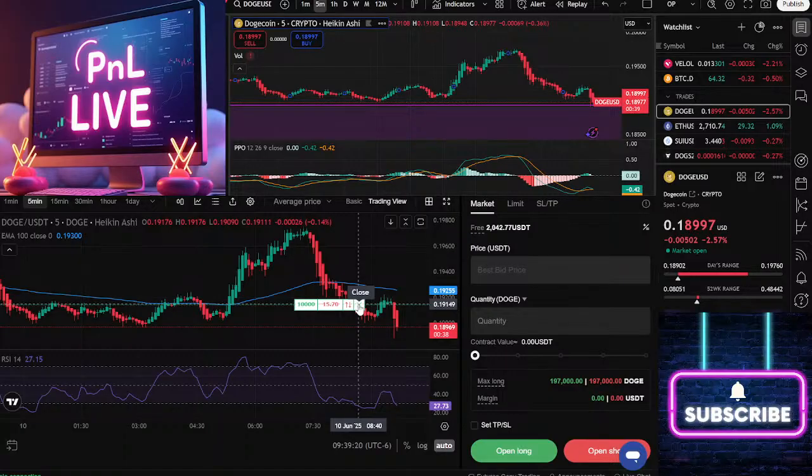So looks like the RSI is turning back around. Back down to $11.